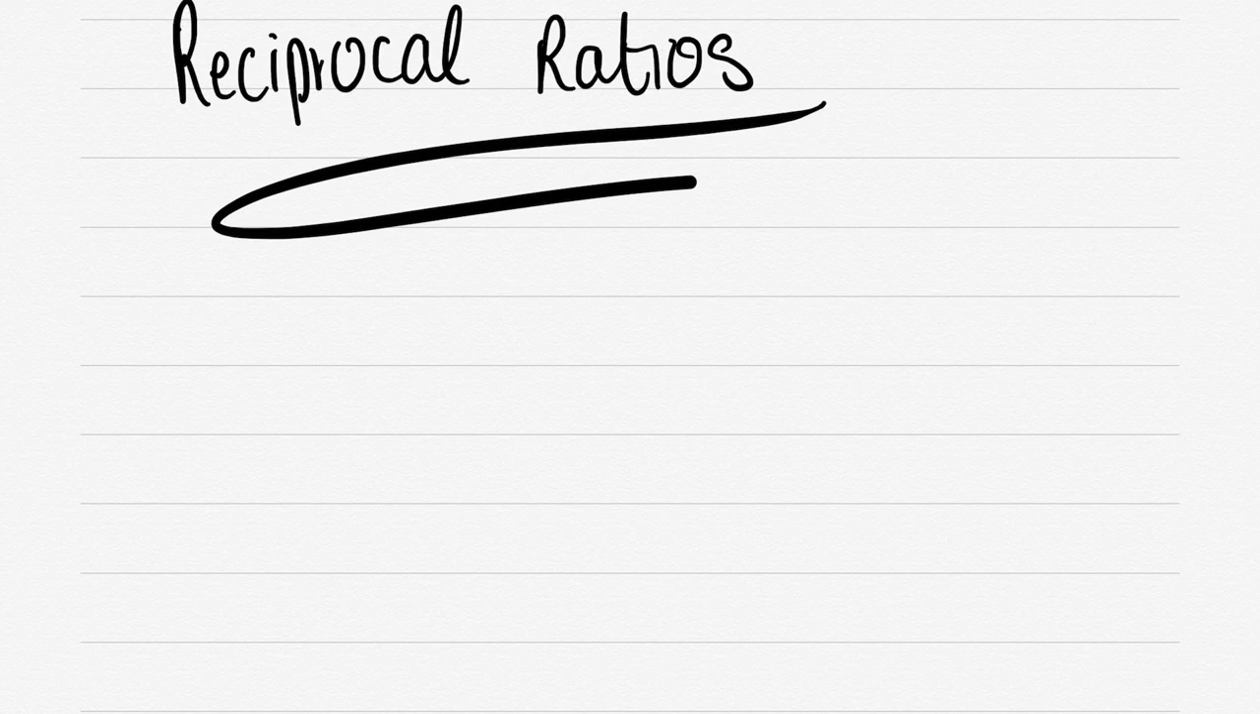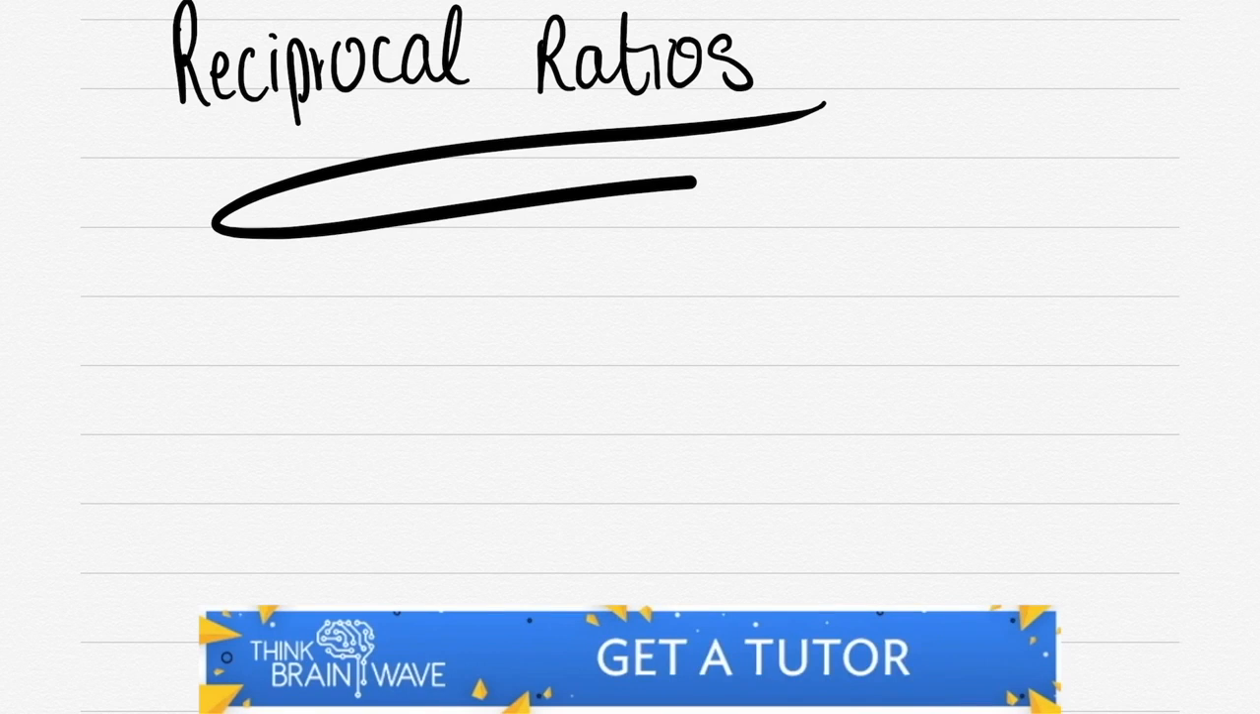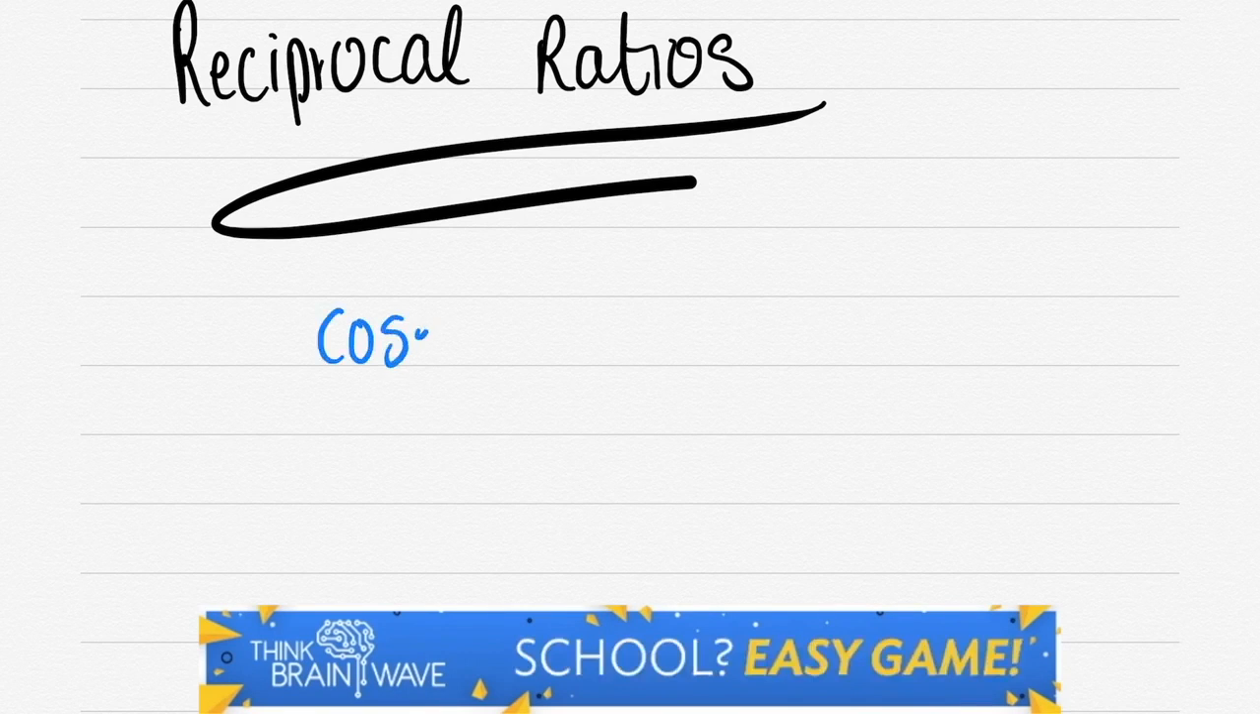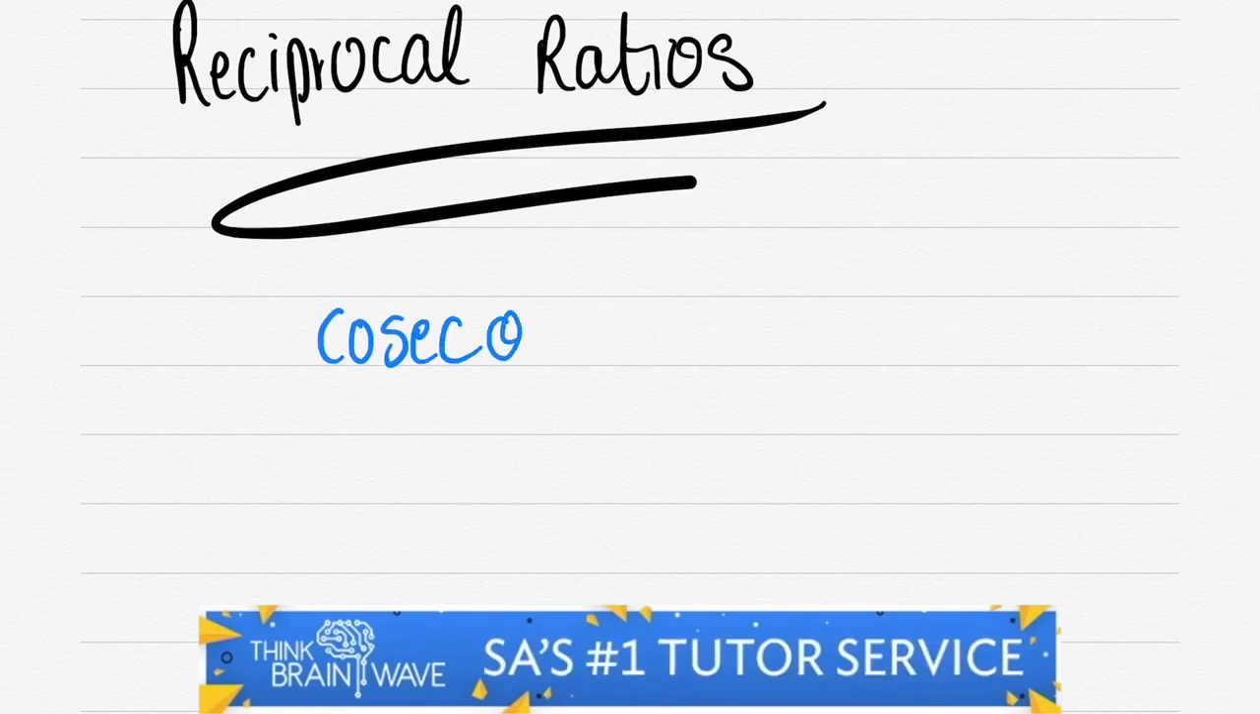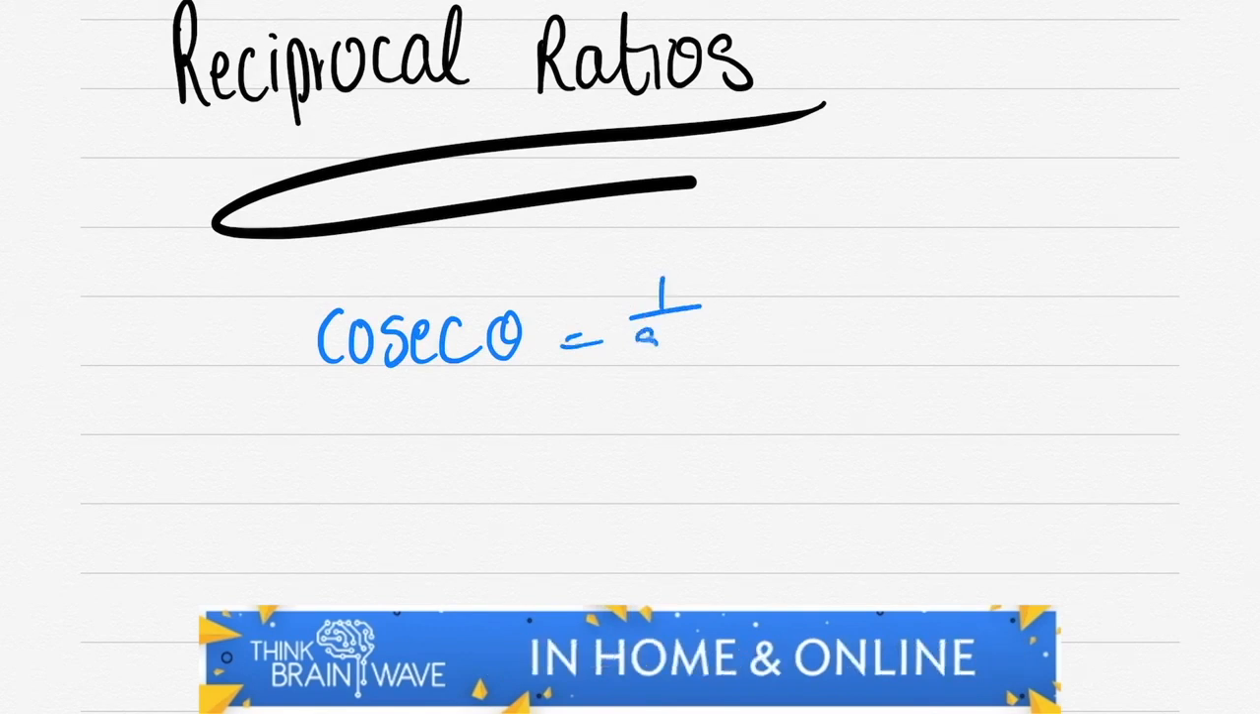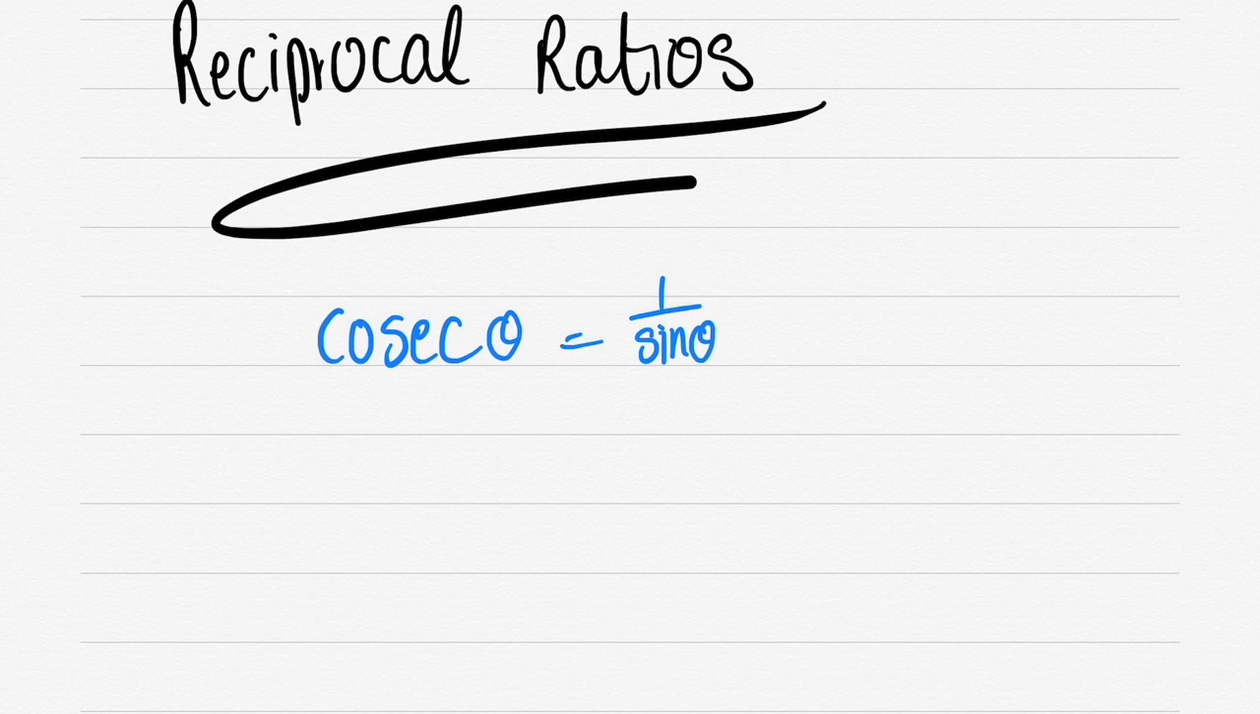Okay, so now it's going to get what could seem like complicated, but it's actually very simple. We're doing reciprocal ratios. Reciprocal literally means 1 over. So if you take 5 and you say 1 divided by 5, that would be the reciprocal of 5. So cosec is the reciprocal of sine. You're literally just taking 1 over sine, and that would be cosec.